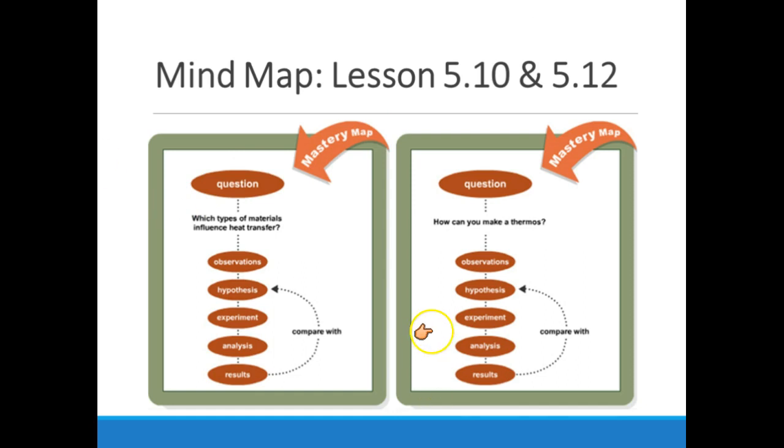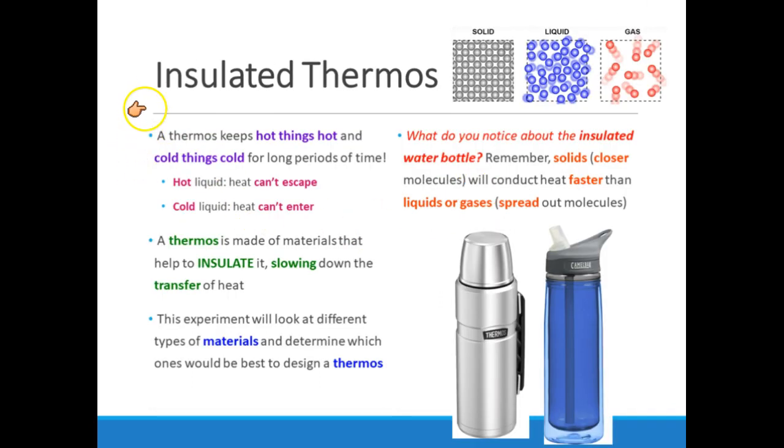Awesome. Good, good, good. All right, so here is what we're talking about today in our lab. So we're taking a look at the types of materials that, sorry, say how it's in the chat box. We're looking at the types of materials that influence how heat is transferred. Again, we're going to be taking a look at things that are good insulators and things that are bad insulators. And then we're going to take that information and we're going to determine what materials would be good to make a thermos.